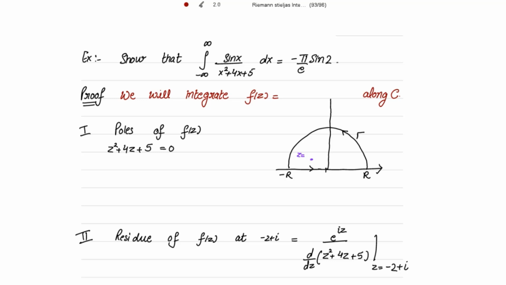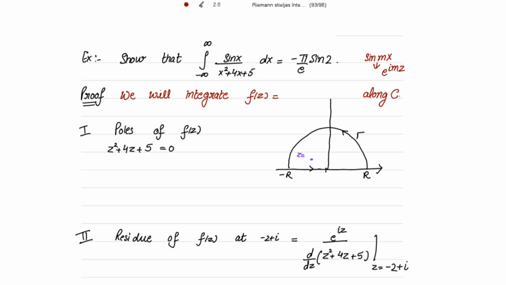Remember, whenever we have sin of mx or cos of mx in the numerator, I change this into e to the power iota mz. So if I have sin of mx in the numerator, it will be changed into e to the power iota mz, so that I can apply Euler's formula later. So here m is equal to 1.